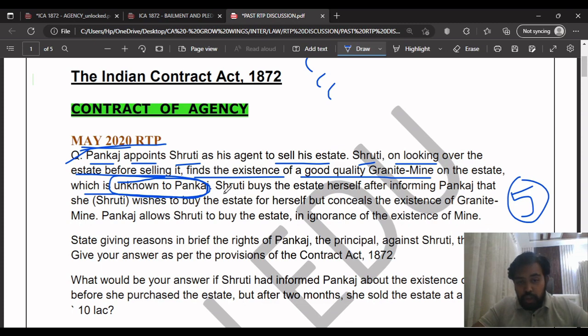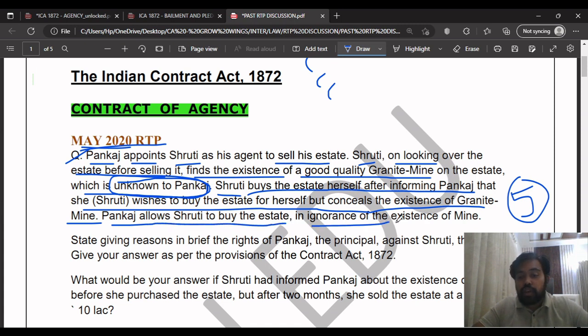Next point is that Shruti buys the estate for herself after informing Pankaj that she wishes to buy the estate for herself, but conceals the existence of the granite mine. What the agent did, she purchased it for herself and concealed the fact that there is a mine in the estate. And the principal Pankaj allows Shruti to buy the estate in ignorance of the existence of the mine. See what points I'm marking in the question now.